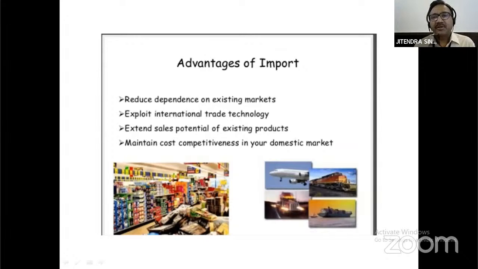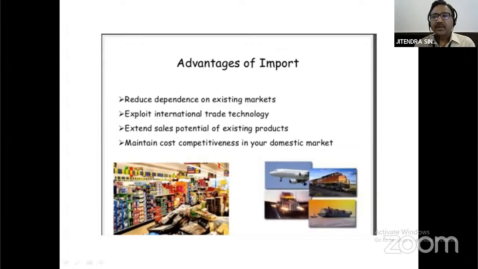Sometimes we import to exploit international trade technology. Sometimes we import goods or machinery or a consignment from another country just to know what type of technology they are using, what type of trade secrets they have. To know about their technology, to know about their trade secrets, we generally import commodities from other countries. For example, we import a few machines, a few goods from another country, or intermediary goods, for example an engine for a car or a bike, or a few motors, just to know what type of technology they are using. Next, maybe extend the sales potential of existing products.